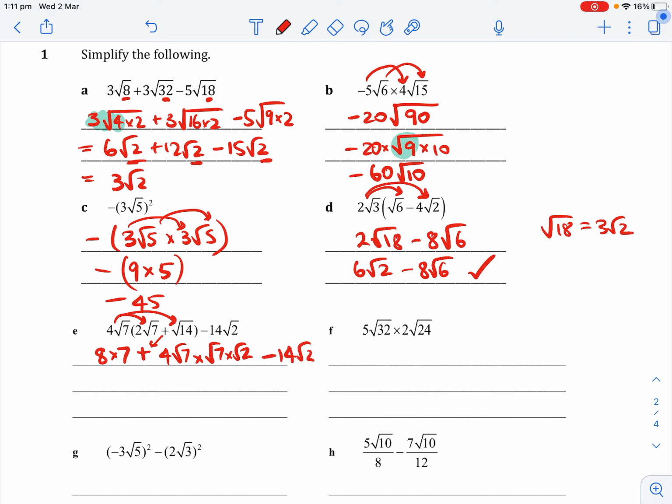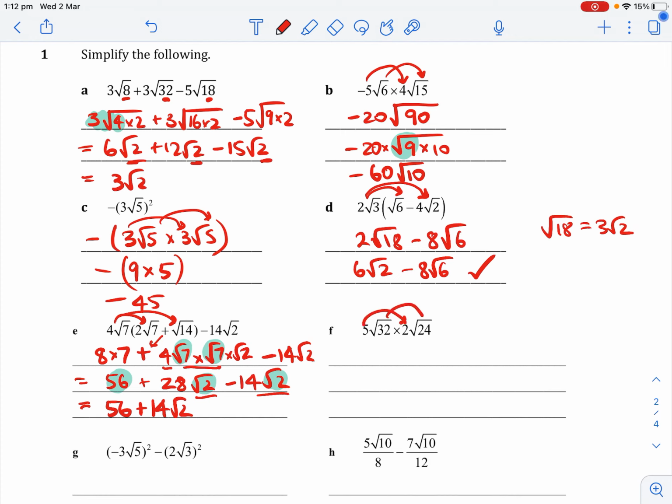Now my reason for doing that is the root 7 here and the root 7, they just equal the whole number 7. So the next line is 8 times 7 is 56. And then 4 times 7 is 28, and I still have a root 2, minus 14 root 2. And then the 56 is just the number 56, and these two terms have root 2s, so I can put together the like terms, the ones with the root 2 in it, and my answer becomes 56 plus 28 root 2 minus 14 root 2 is 14 root 2. My final answer is 56 plus 14 root 2.